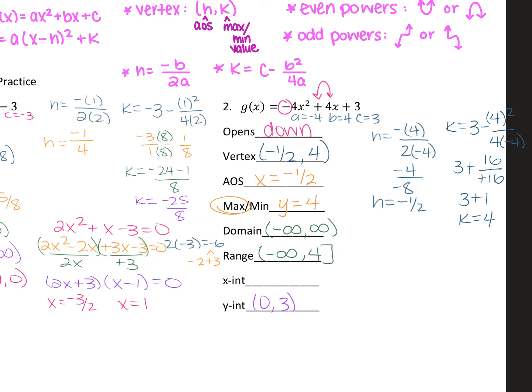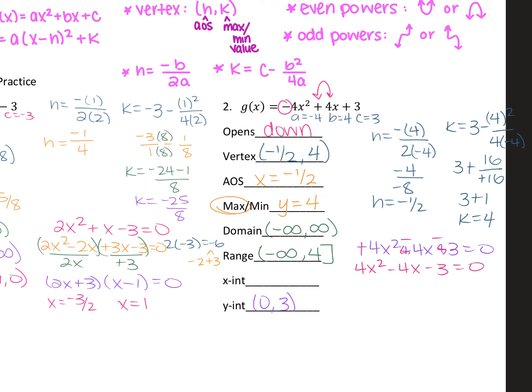X-intercept, we have to solve this, so we're going to take that -4x squared plus 4x plus 3, set it equal to 0, and solve. I'm going to factor out that negative first, so I'm going to turn everything into the opposite sign. So I'm going to work with 4x squared minus 4x minus 3 is equal to 0.